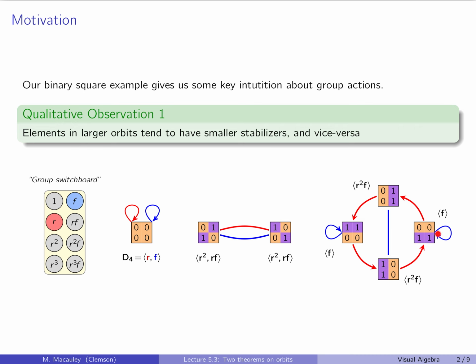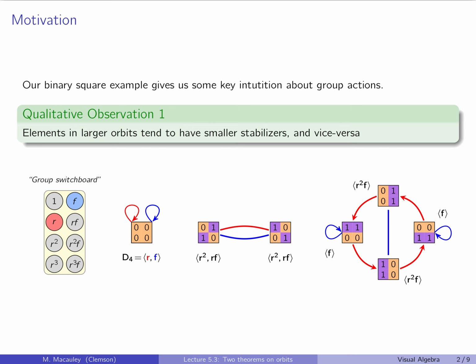And over here, there are 4 possible destinations. So out of the 8 possible elements, you should expect, on average, about 1/4 of the paths from one element to end up back at that element. And we can actually quantify that. But just qualitatively for now, elements in larger orbits tend to have smaller stabilizers, and vice versa.